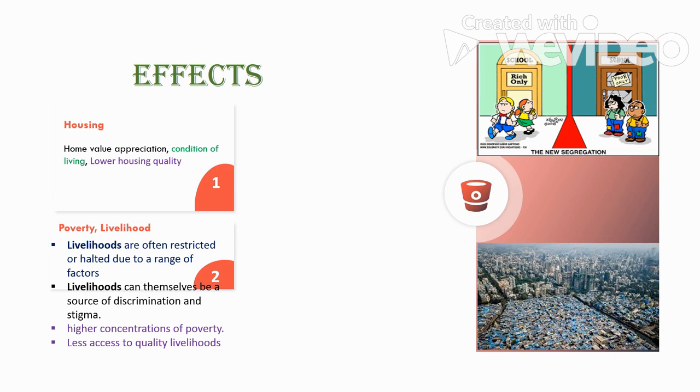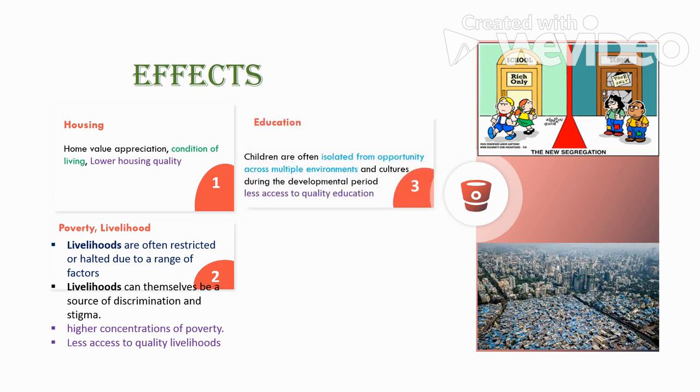And obviously, a segregated locality, particularly a locality with more poverty, will have a greater concentration of poverty, like you are seeing in the picture over here. And when that is there, obviously the quality of livelihood will also be less.